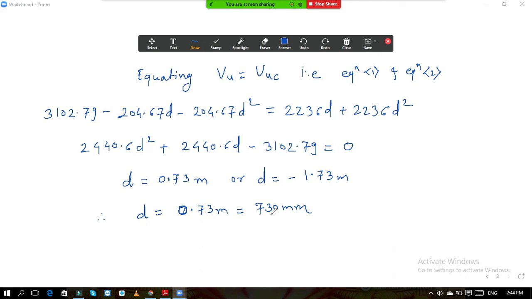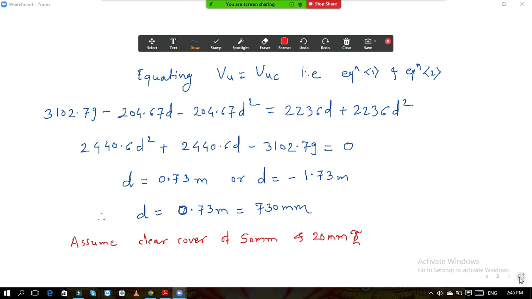Now calculate the overall depth. Assume 16 mm bar diameter and 50 mm clear cover. So here I will write, assume clear cover of 50 mm, and we will go for 20 mm diameter bars. 20 mm bar diameter. Okay. You can go for 16 also.